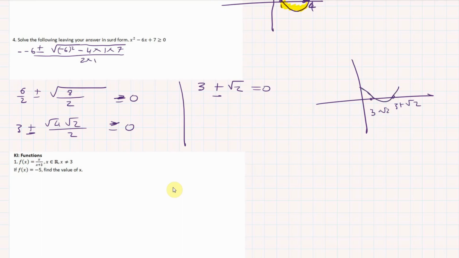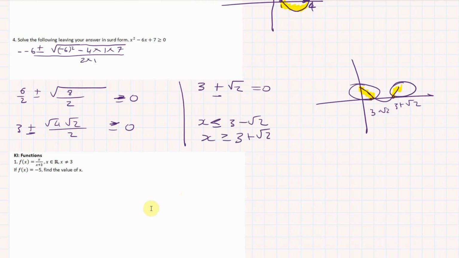And we're wanting where it is greater than or equal to 0. So we're wanting the part to the left of this root and to the right of this root. So there's two ways of writing this. If we want this bit here, we would say that x is less than or equal to 3 minus square root 2. And if we want this bit here, we'd say or x is greater than or equal to 3 plus square root 2.